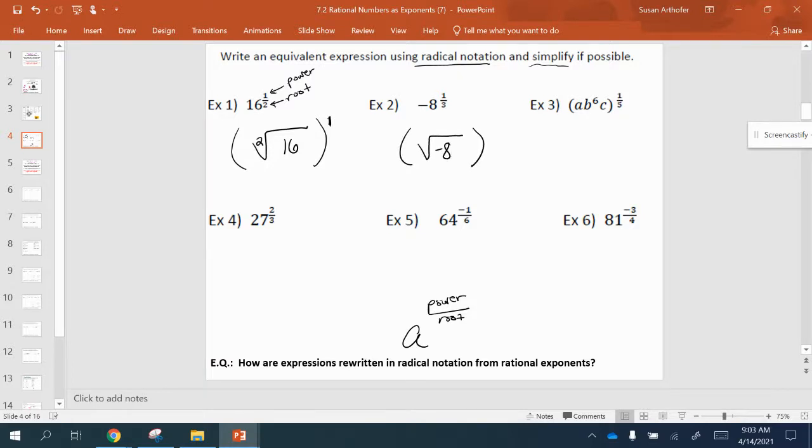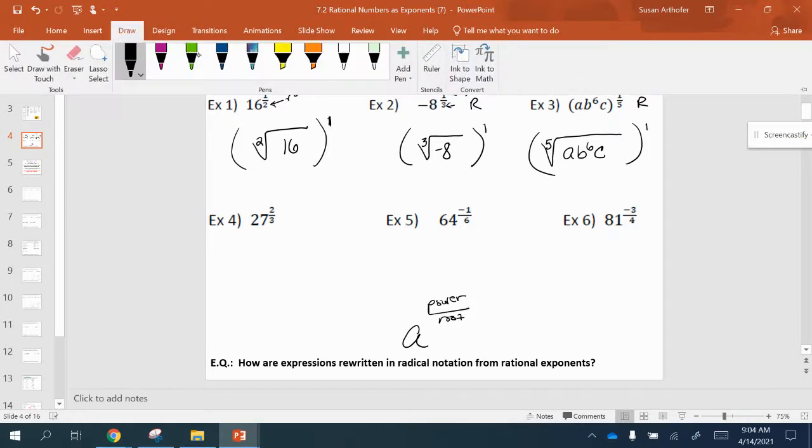So the negative 8 goes here. So this is power over root. So cubed root, first power. Let's do one more. So power over root. So first power, fifth root. Now on this one, you don't have to keep the parentheses on the inside. I'm sorry. There we go. Okay, so we just wrote these as power over root. Now we're going to simplify if possible.